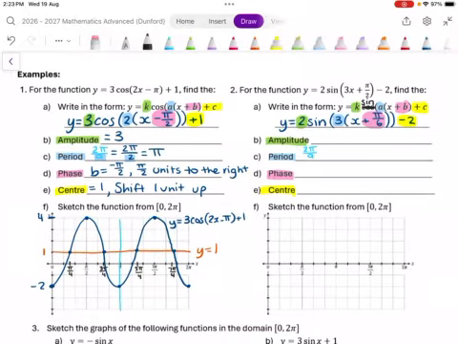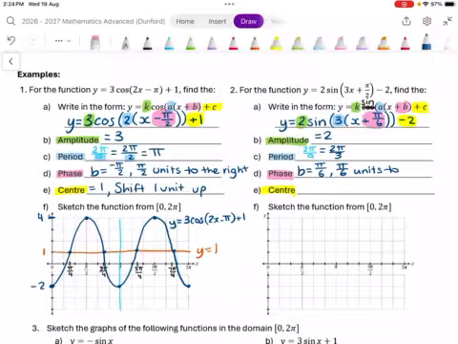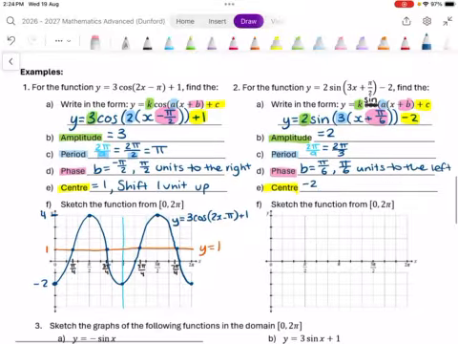Okay, how are we going at identifying our amplitude, period, phase, and center? Hopefully you've got that your amplitude is 2. Your period should be 2 pi on 3. Your phase, your B value was pi on 6 and it was positive, so that's pi on 6 units to the left. And your center is -2, so it's 2 units down.